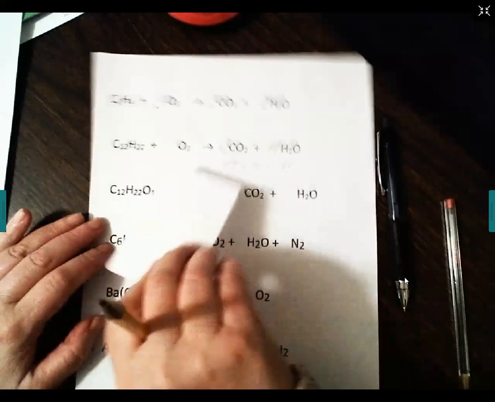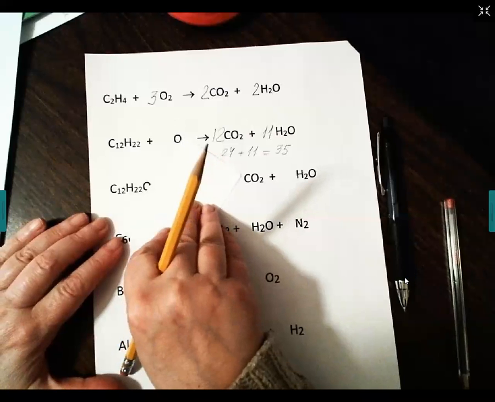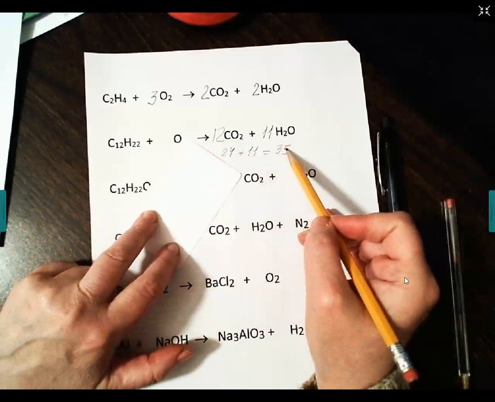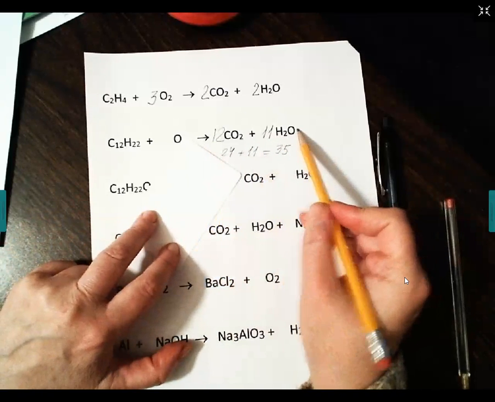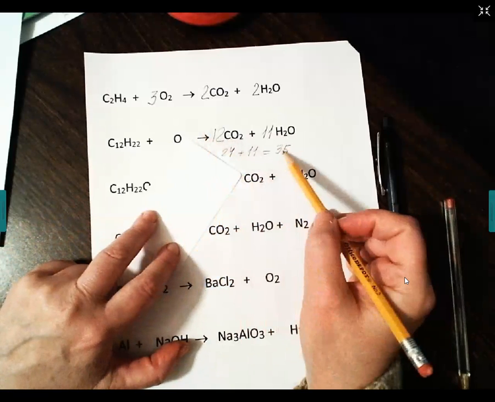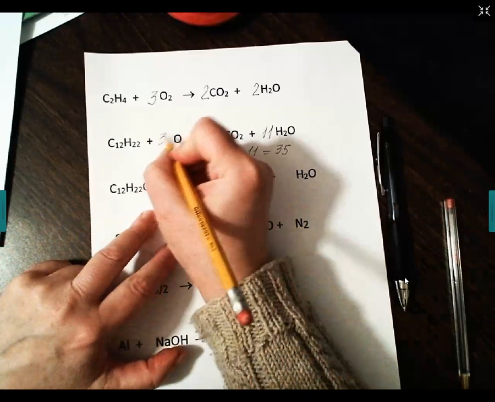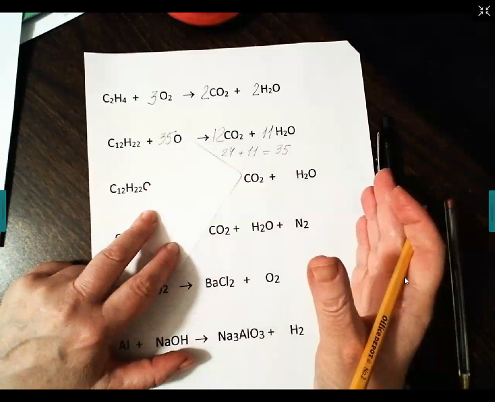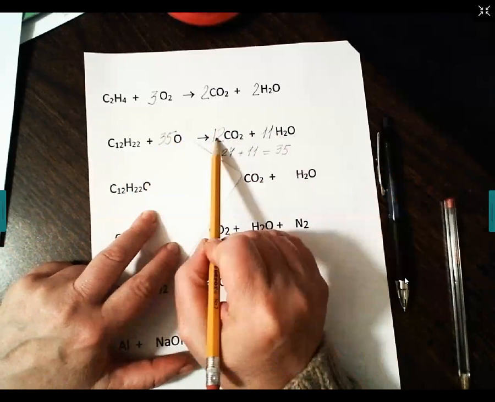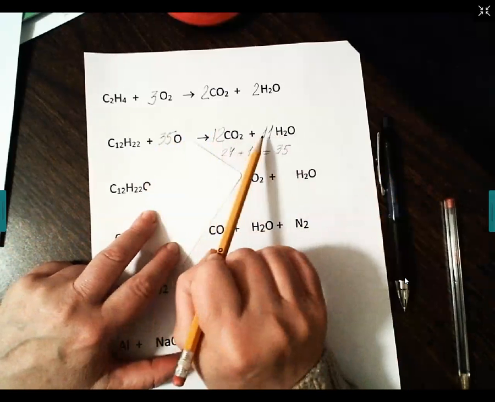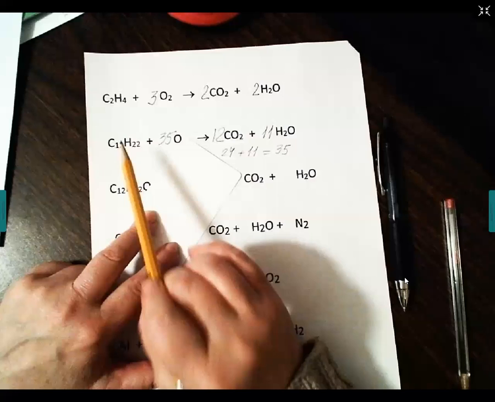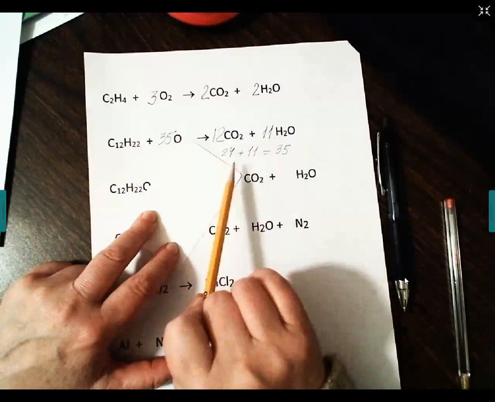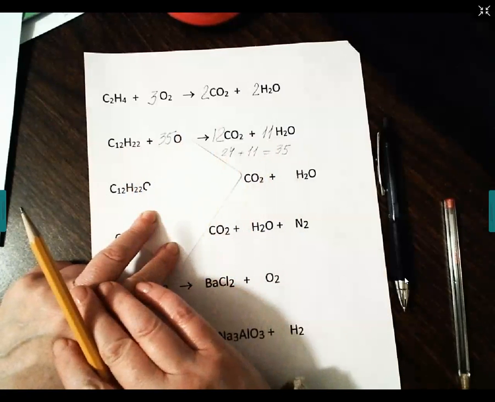So let's pretend we don't have these 2. I'm hiding these 2. And we have 35 oxygen atoms on the right side and just 1 oxygen atom here. So if I put coefficient 35 here, now this reaction is balanced, right? 12 carbons, 22 hydrogens, and 35, 24 plus 11, 35 oxygen atoms.